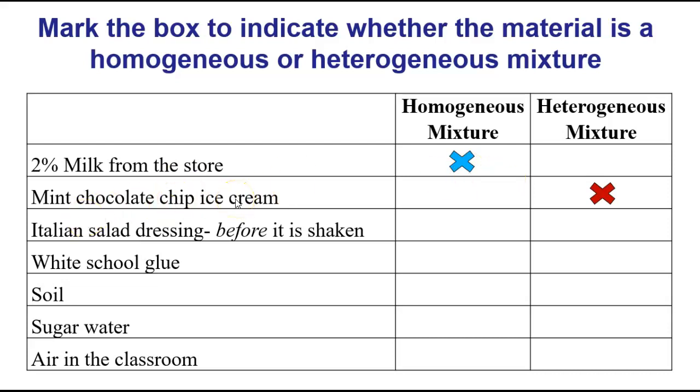Italian salad dressing before you shake it. It's got a lot of oil in it, so you have to shake it before you use it because you can see the different areas. Elmer's glue looks the same. There we go. A handful of soil or dirt is going to have like little bugs and rocks and all kinds of stuff in it. Sugar water solution has to be homogeneous. Air in your classroom better be homogeneous for the most part. Okay. That's what your homework's going to look like today. It's really pretty quick.